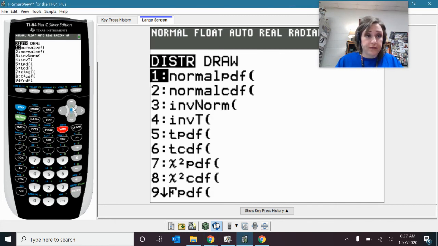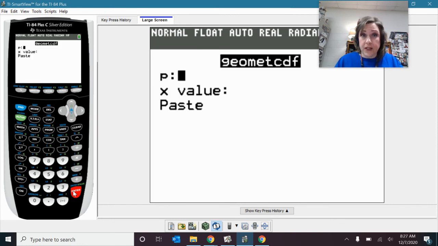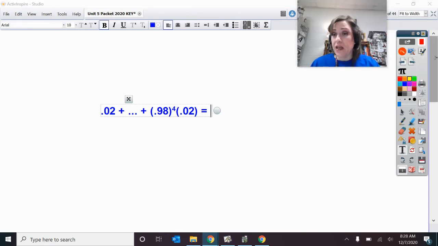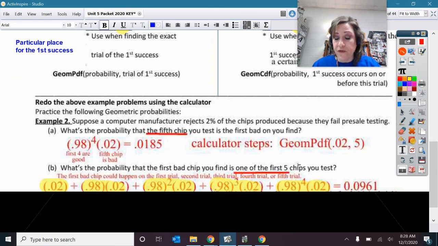Second vars, I'm going to scroll up to geometric CDF for accumulation. And I want that 0.02 to occur on or before the fifth trial. FYI, if it had said before the fifth, then I would want it to occur on the fourth or before. So you need to really think about the location of that success. It is on the fifth, because the problem said, and we'll double check that, that the success is one of the first five. So it can be on the fifth one.